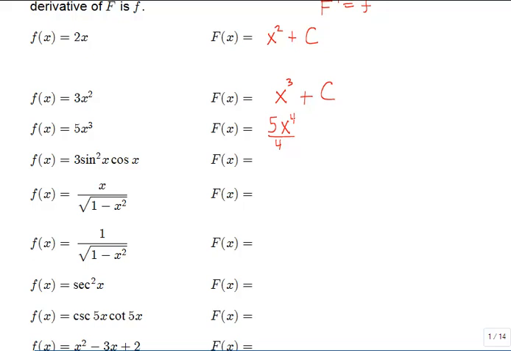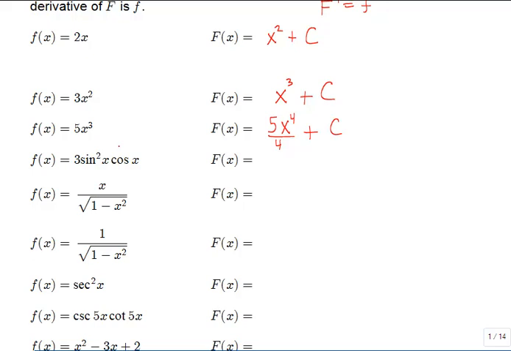We added 1 to the power and then we divided by that new power. And that's going to be the essence of our power rule when we do these antiderivatives. And of course, we want a plus c on the end.